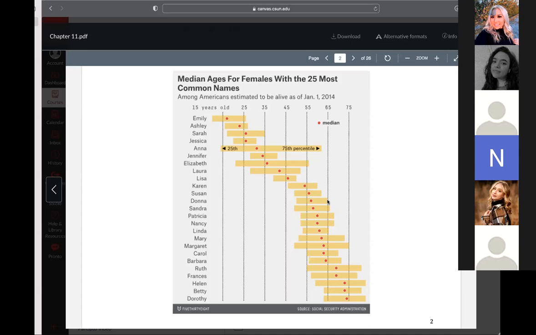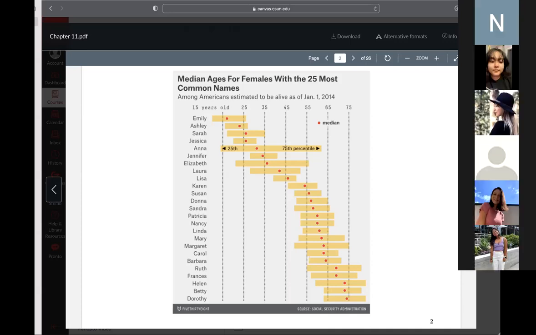75% of Donnas in this world. If I meet a Donna at random, there's a 75% chance that she'll be younger than 65 and a 25% chance that she'll be older than 65. Does that make sense? Yes, no? Makes sense? Everyone? Yes. Everyone else? We get, from more than 4 people, some confirmation. Okay, a thumbs up.